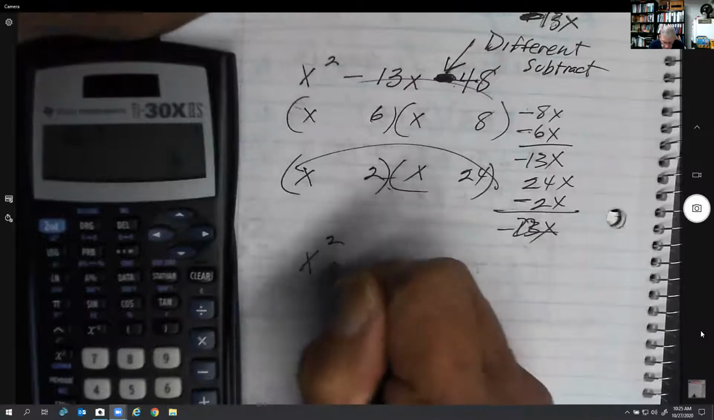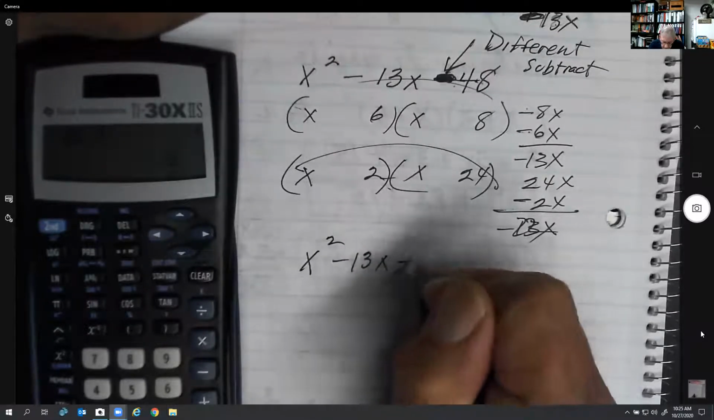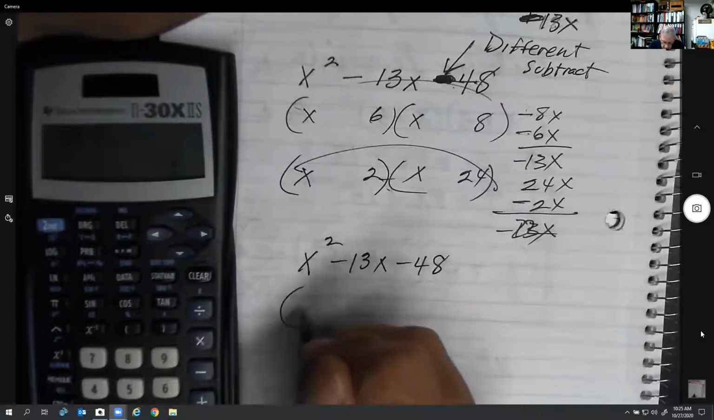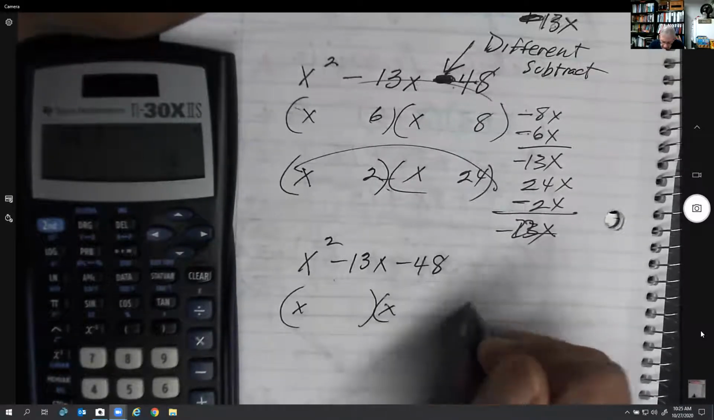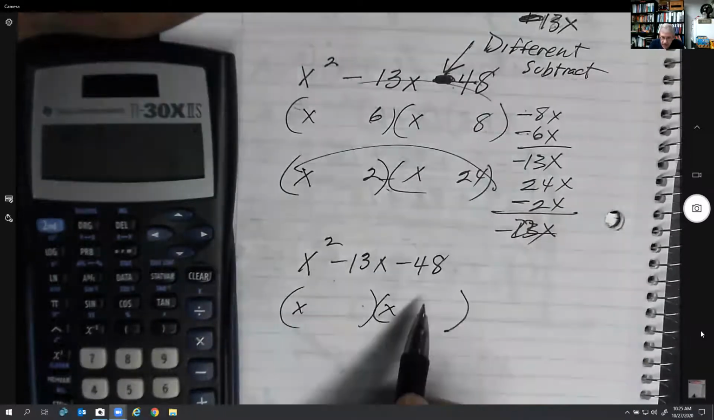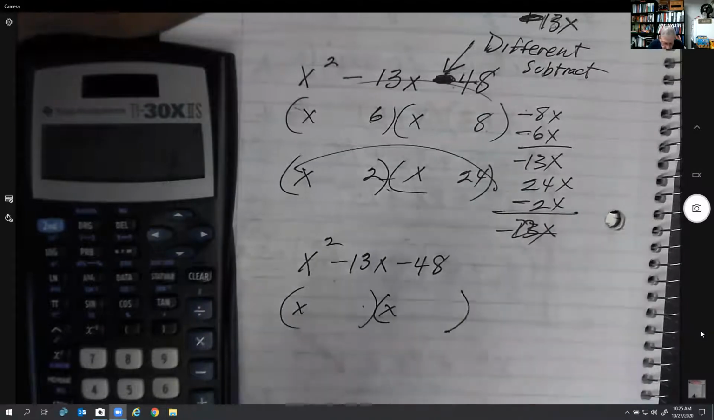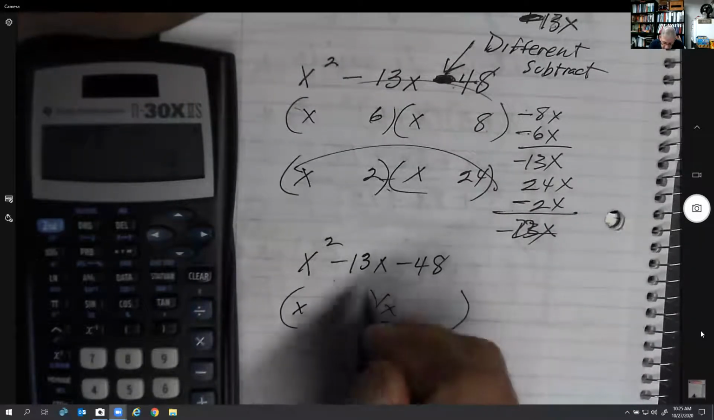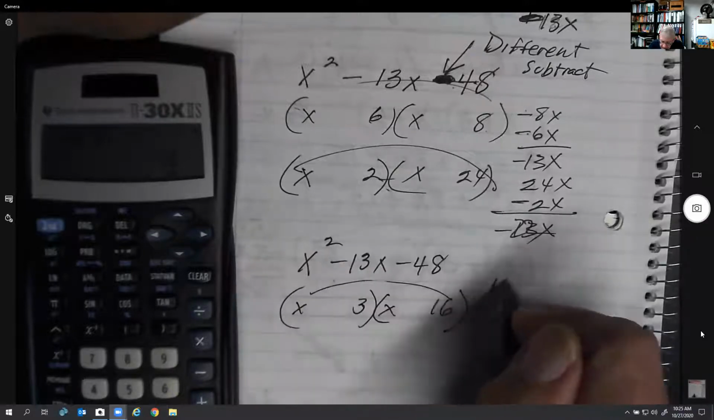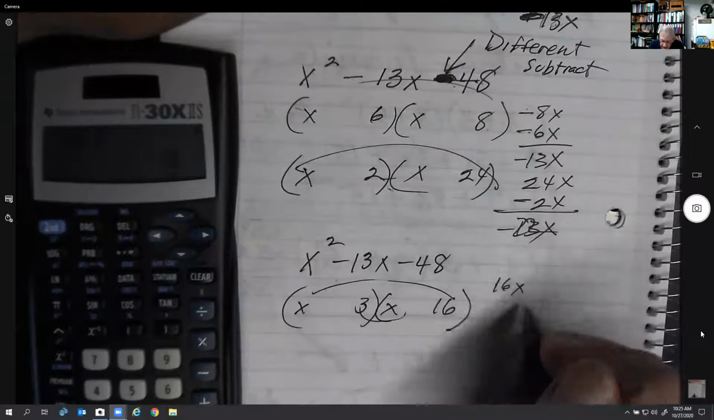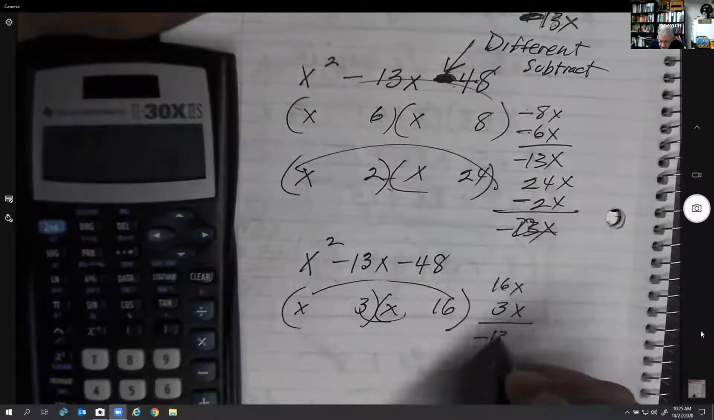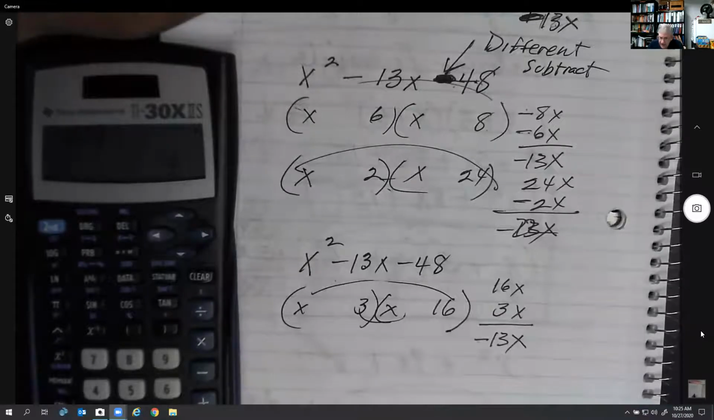So let's write this problem down again. Put it over here. Okay, so I need a 13. So this would be X and X. The numbers that I choose, I can't just pick any two numbers I want and they work. I've got to pick out the correct two numbers, which would be 3 and 16. Let's do the outside, 16x, the inside, 3x, and I need a negative 13x. How can I get that?